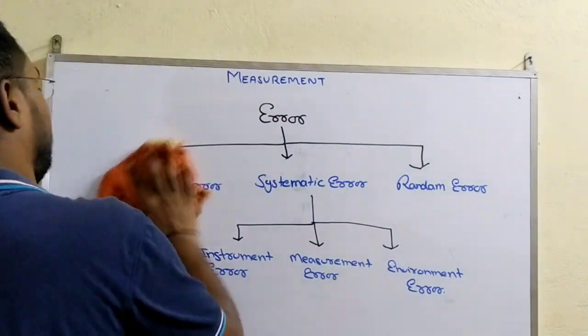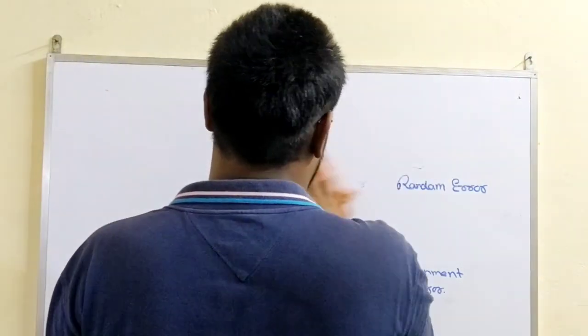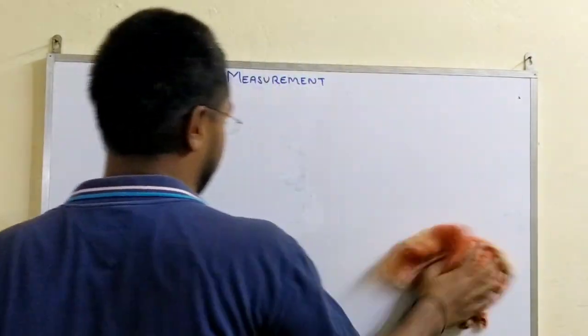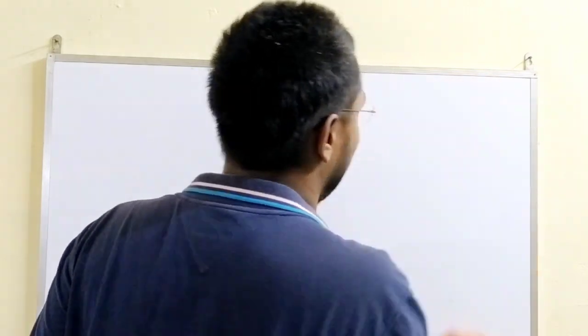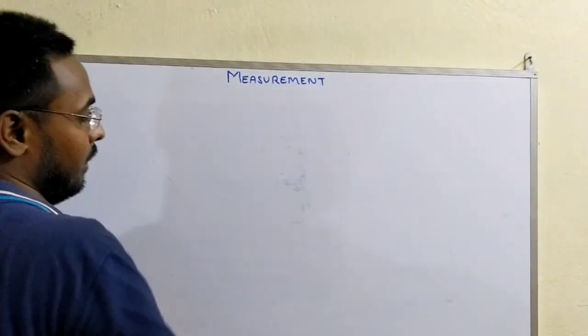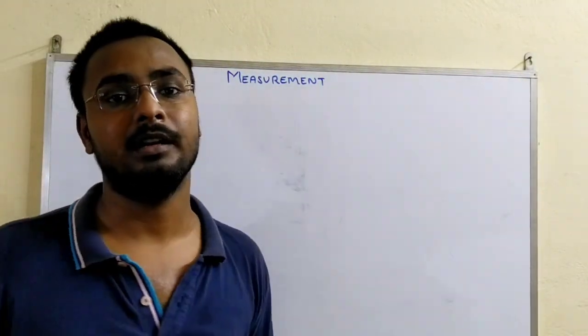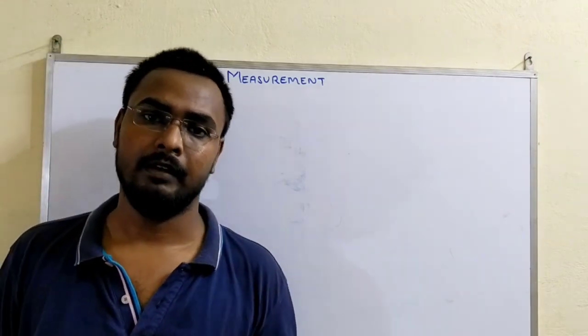After that, we will discuss indicating type instruments. There are 3 types of instruments in the indicating type. What are they, and what is the working principle of those instruments? We will discuss in our next video.